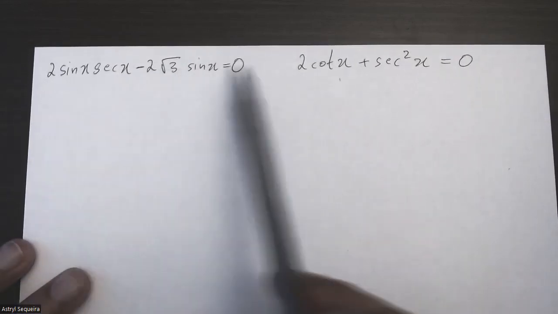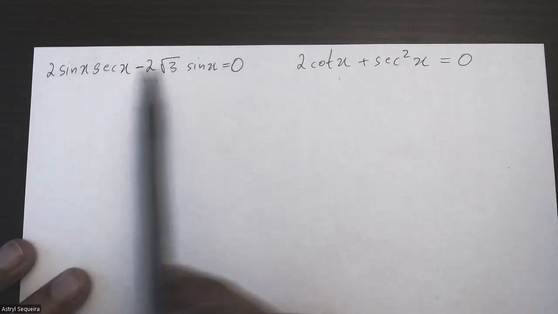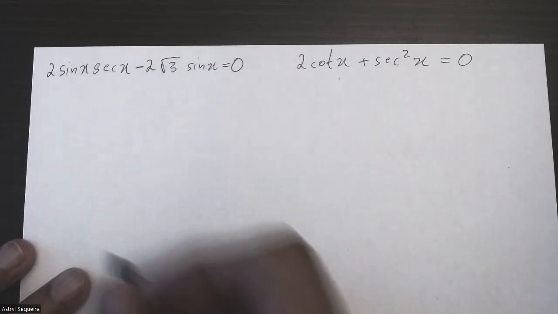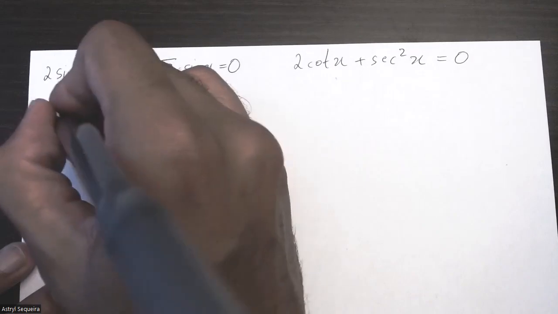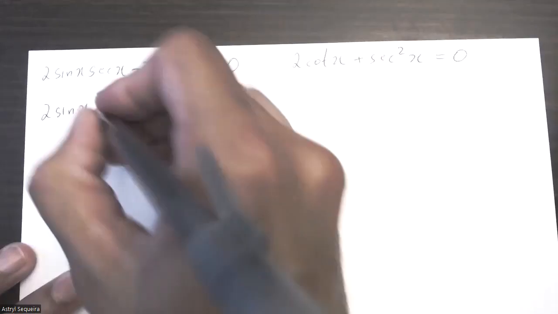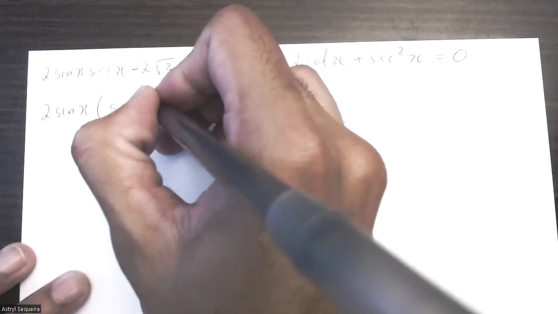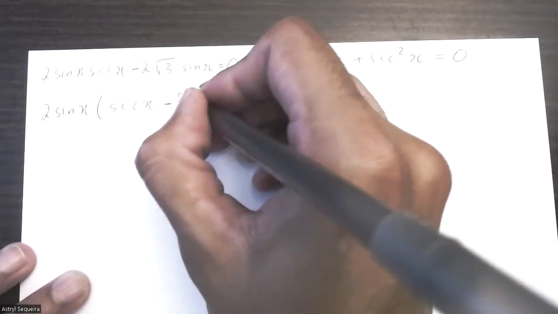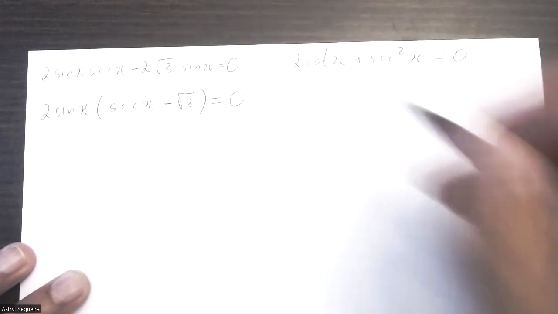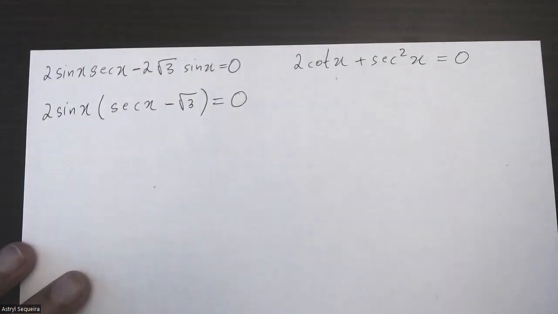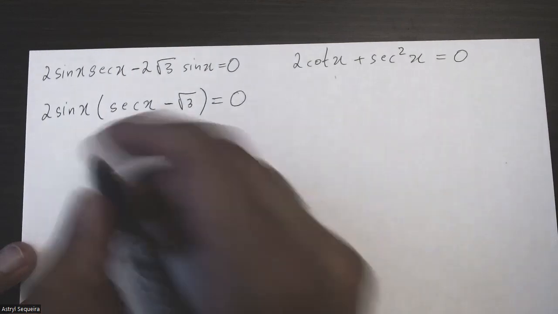Let's take a look at this first example over here. In this first example, we can clearly see that we have a common factor of 2 sine x. So I'm going to factor out 2 sine x. I'm left with sec x minus root 3 that equals 0. Now that it's factored, I can flip this.